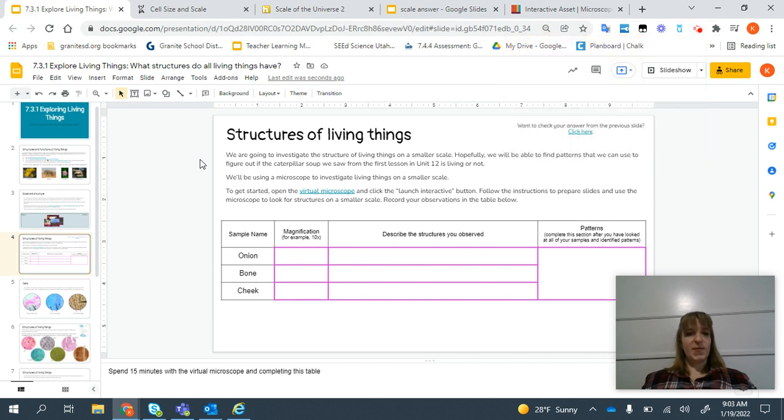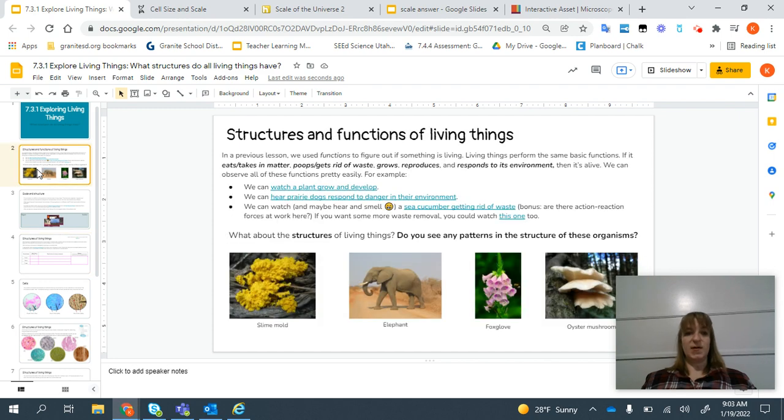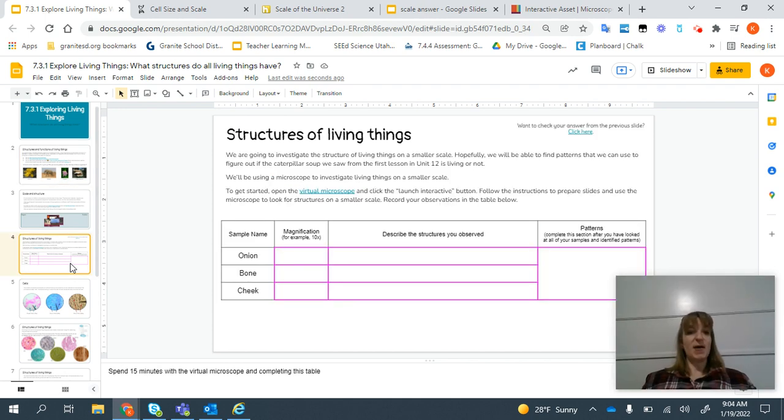All right, so now that you have reviewed the idea of scale, what we are going to do today is take a look at living things on a different scale. We're going to look at a much smaller scale than the big scale, which is what we did on slide number 2. Slide number 2 got a big picture of what these living organisms look like. We're going to shrink our scale down using a microscope. So we're going to investigate what the structures of living things look like on a microscopic scale.